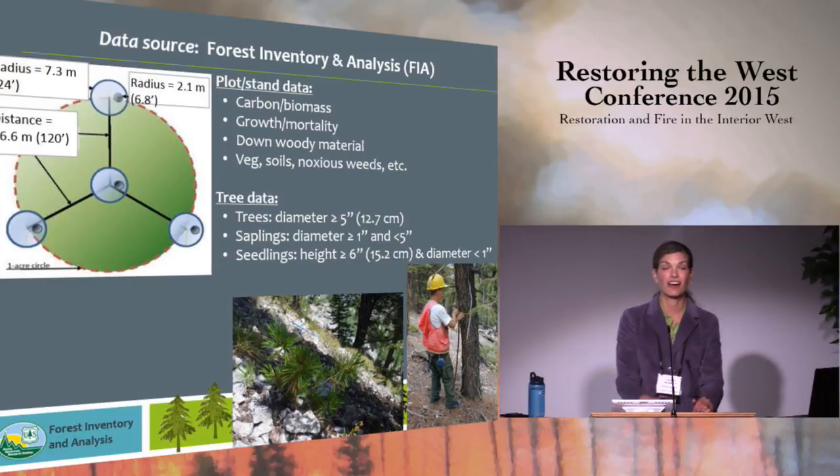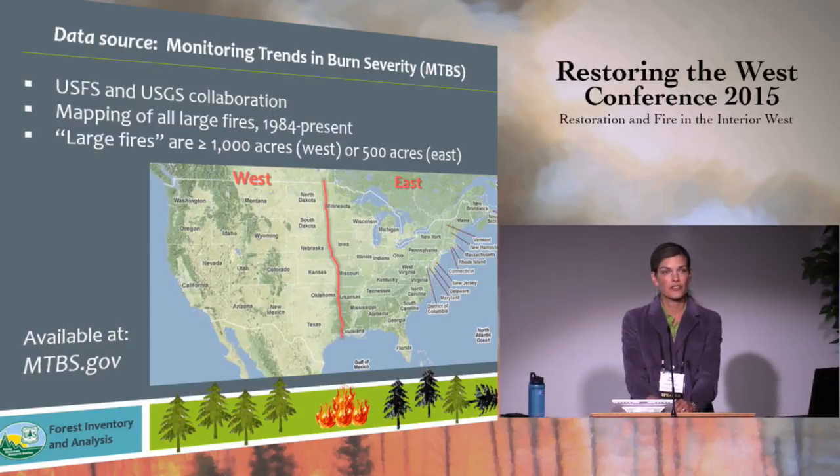Okay, now I'm going to talk about our other data set, the MTBS data set. This is a collaborative project between the U.S. Forest Service Remote Sensing Application Center and also the U.S. Geological Survey. MTBS maps all large fires going back to 1984 and through the present. They're continually updating and also refining their algorithms. Large fires are considered to be those that are at least 1,000 acres in size in the western U.S. and 500 acres in the east. Like the FIA data set, the MTBS data are freely available for download at mtbs.gov.